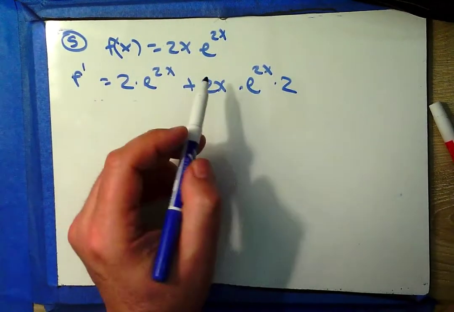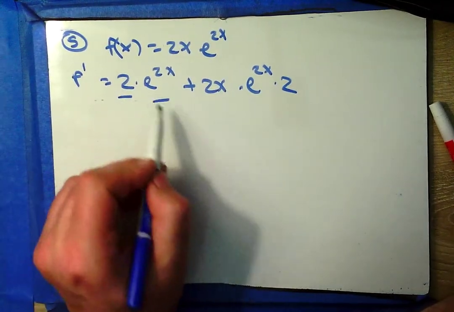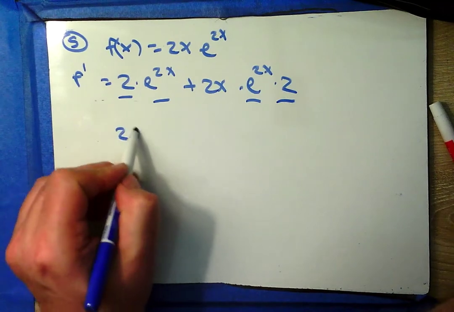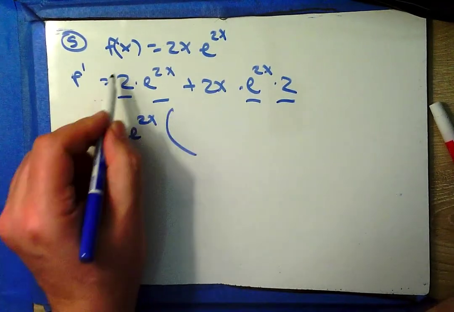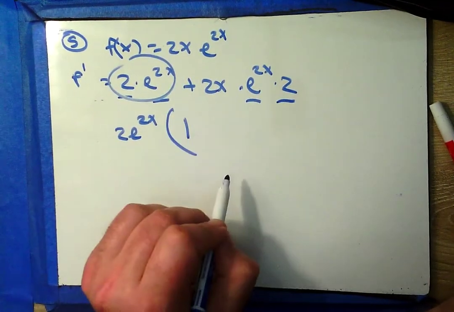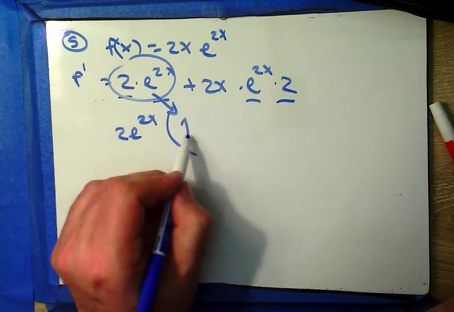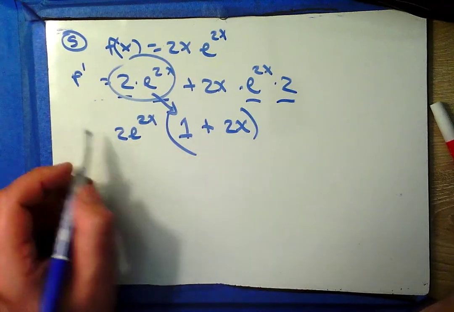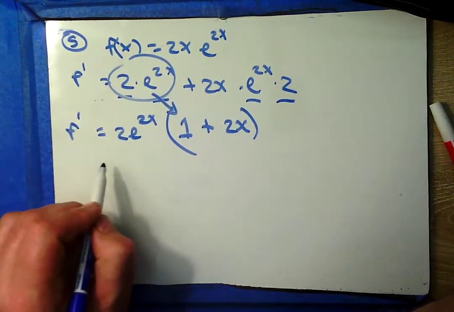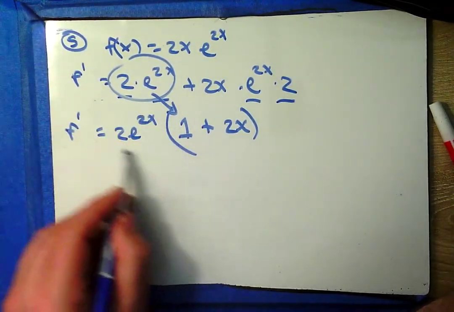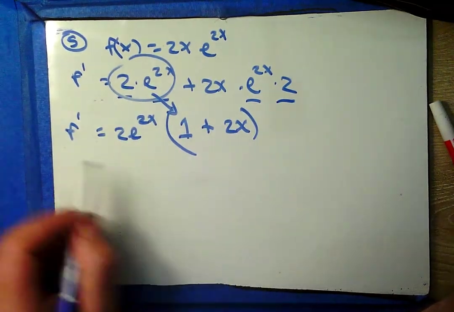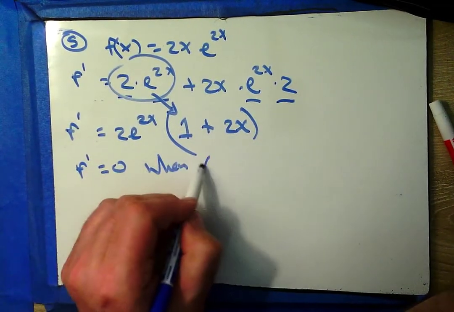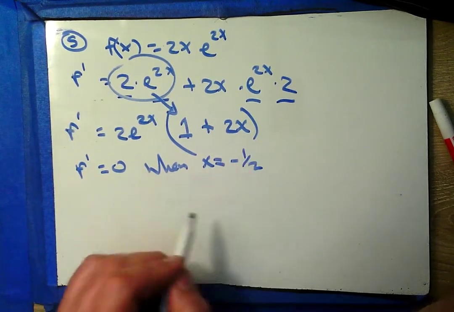I'm going to factor out a 2 and an e to the 2x from both of these. When I do, e to the 2x, here I'm left with 1, not 0, 1, and then the plus sign, and then this 2x. So there's f prime. Well, this is never equal to 0. This is equal to 0 when x equals negative 1/2.